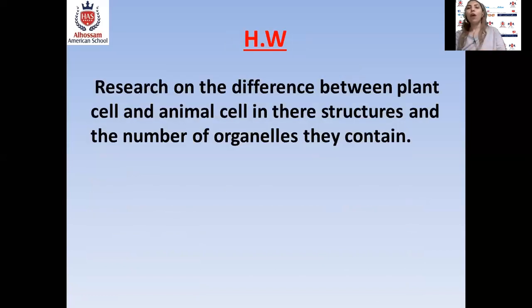And about our homework for today, we'll do research on the difference between plant cell and animal cell in their structures and the number of organelles they contain. You can search or Google it, find the two structures, and make a Venn diagram. And you can explain the function of each of them.